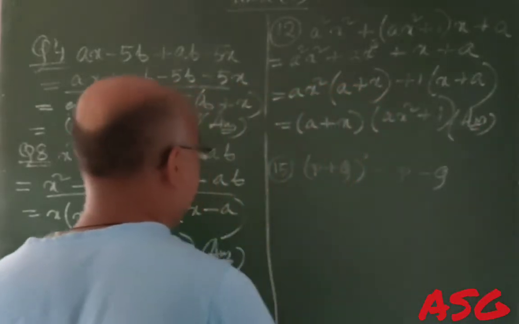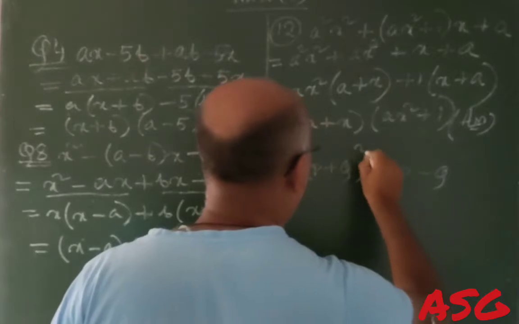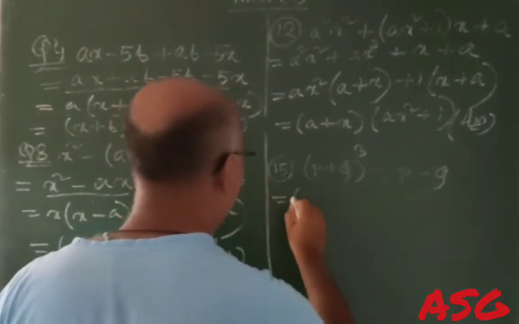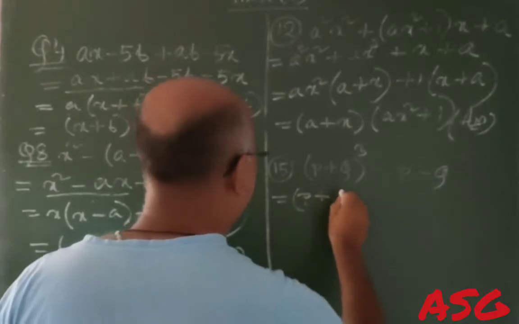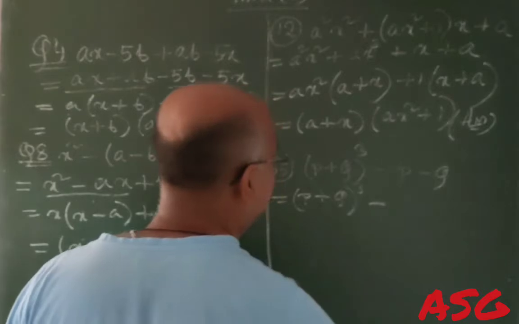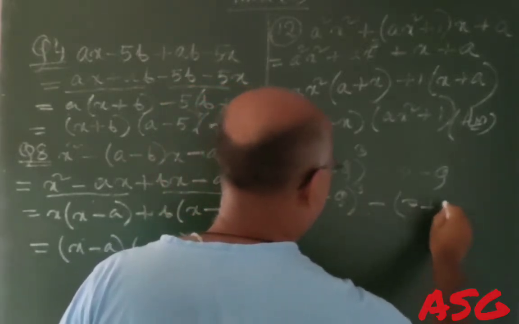Moving on to the next sum, question number 15, which is p plus q whole cube minus p minus q. I cannot take anything common. Let us see if I can arrange to get something common. p plus q whole cube, I'm keeping like that. Here minus is common. So what is left? p, minus minus is plus q.